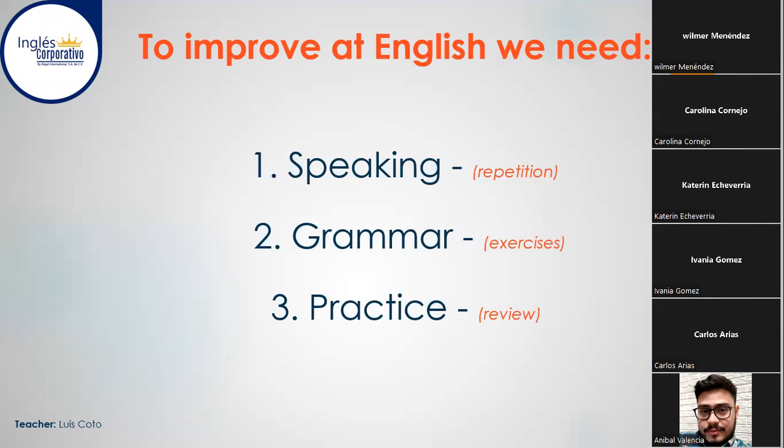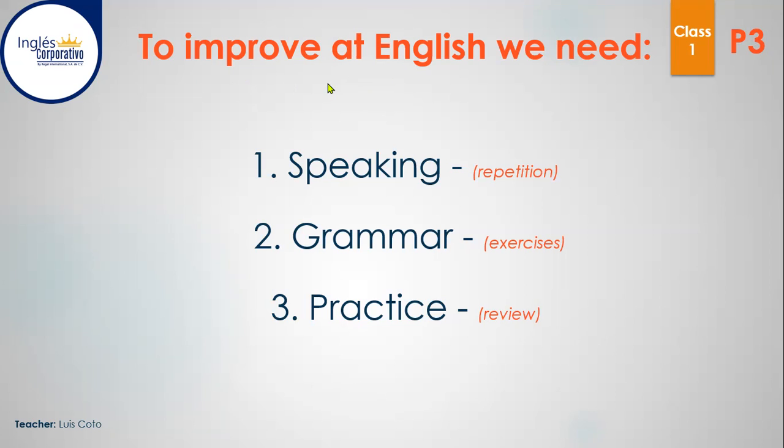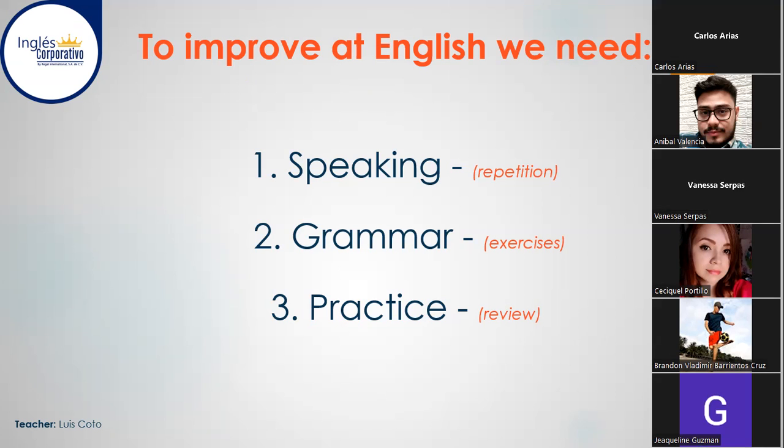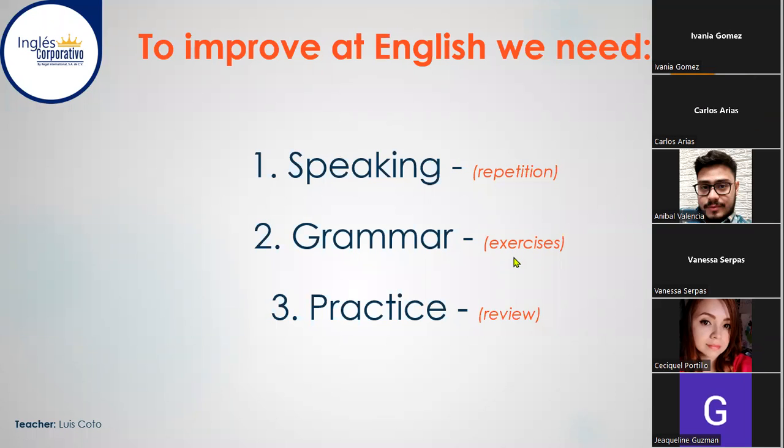Let's see. Ceci, can you help me with this? What is the sentence, Ceci? To improve. Okay, Brandon. To improve at English, we need... Number one, what do we need? Speaking. Repetition. And number two? Grammar exercises. Exercises is plural, exercises. Perfect. And number three? Practice. Review. Repasar, review.